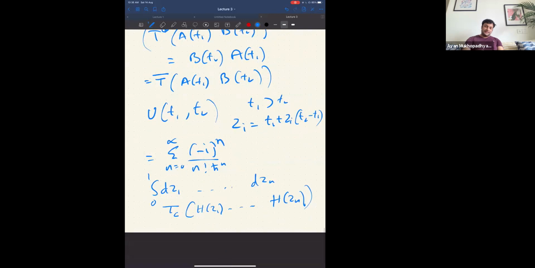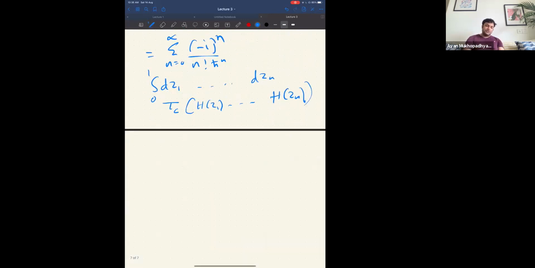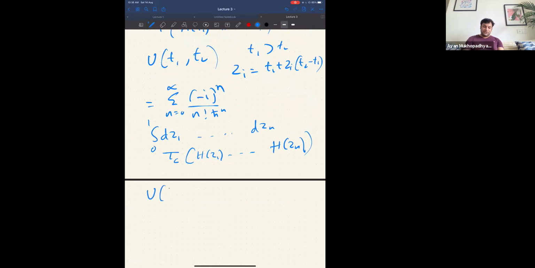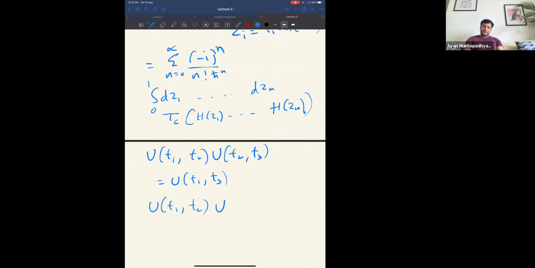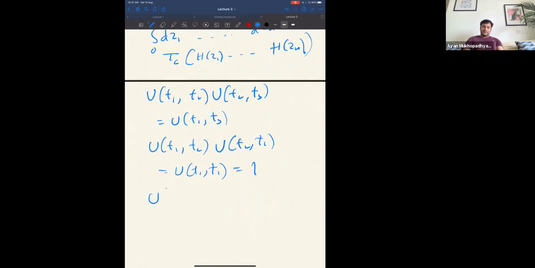And if I do it this way, it is also easy to see that irrespective of whether T2 is greater than T1 or T1 is greater than T2, you always get U(T1, T2) U(T2, T3) equal to U(T1, T3). You can do the same exercise again and see that. Therefore, you know that U(T1, T2) times U(T2, T1) has to be equal to U(T1, T1), which is equal to identity. But we also know that U(T1, T2) times U dagger(T1, T2) is equal to identity. So it follows that U dagger(T1, T2) also has to be equal to U(T2, T1).